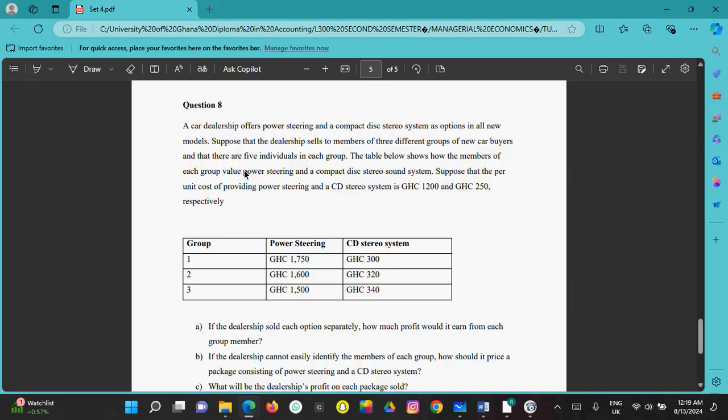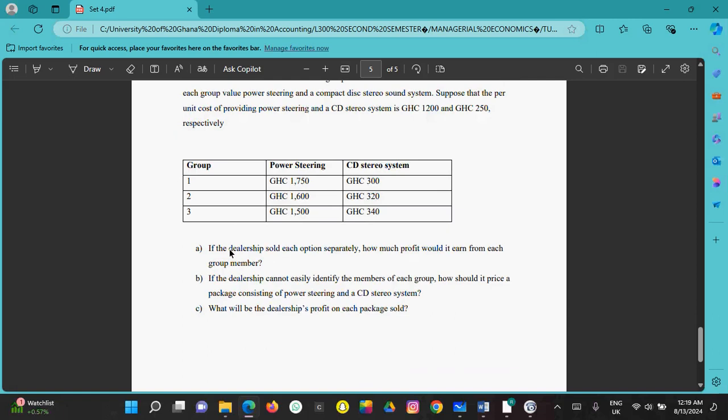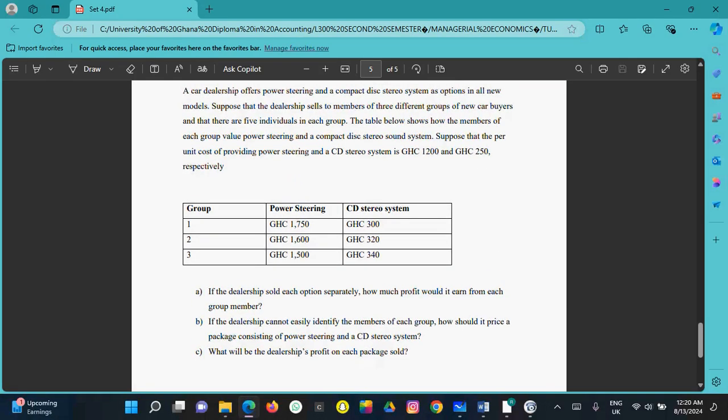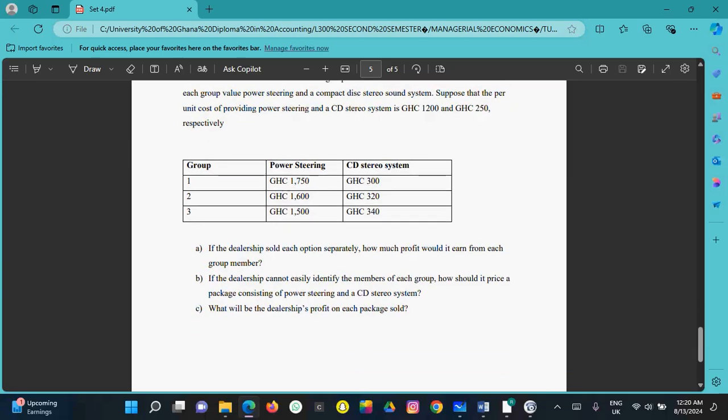So you see they are saying that there are 5 individuals in each group, right? So this is how they value it. They're asking us if the dealership sold each option separately, how much profit will it earn for each group member? Remember, they are saying 5 in each group, but they're asking us the question of each group member. So we are not going to multiply anything by 5. Take note.